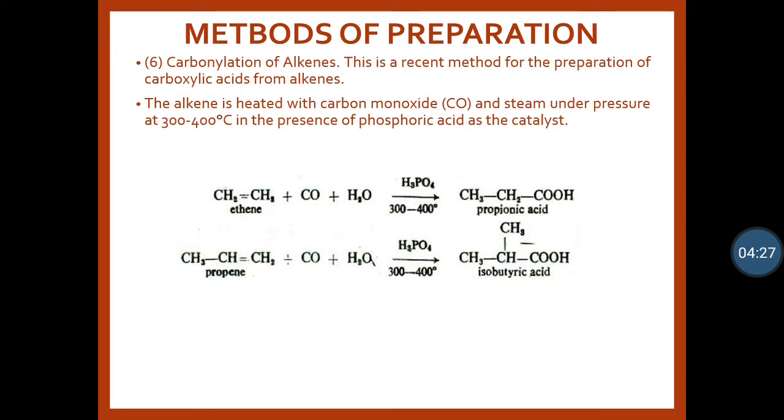Then the sixth reaction, that is carbonylation of alkenes. This is a method for the preparation of carboxylic acid from alkenes. The alkene is heated with CO, that is carbon monoxide, and steam, that is H2O, under pressure at 300 to 400 degrees in the presence of phosphoric acid catalyst. It will give propionic acid. In this example, propene will give isobutyric acid under the same reaction conditions.